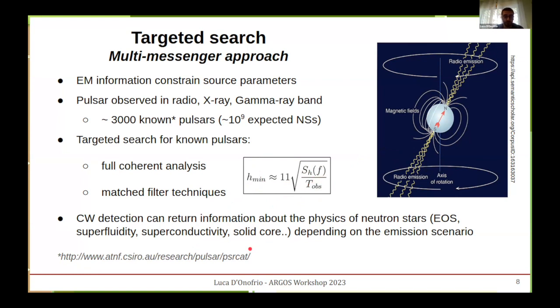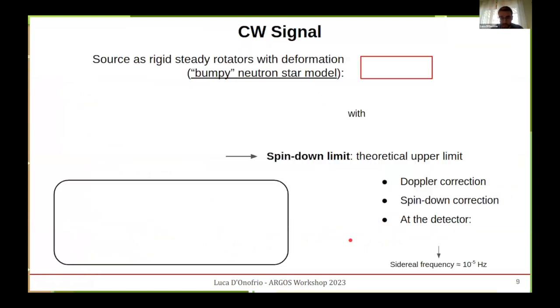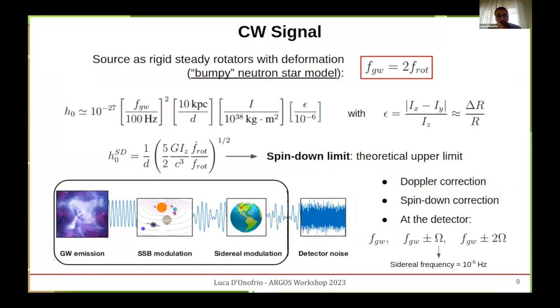Then why do we search for continuous signals? Because a future detection can return important information about, for example, the physics of neutron stars, let's say the equation of state. But of course, this depends on the emission scenario, because there are different models that entail the emission of a continuous signal. For example, the simplest model considers the source as a rigid, steady rotator with a small deformation on the crust. It's the so-called bumpy neutron star model, in which the signal at the source is monochromatic with a frequency that is exactly twice the rotation frequency of the source.